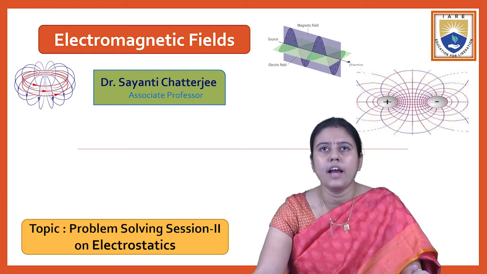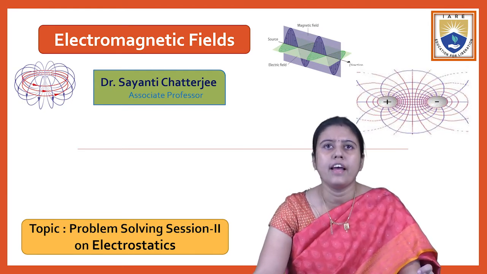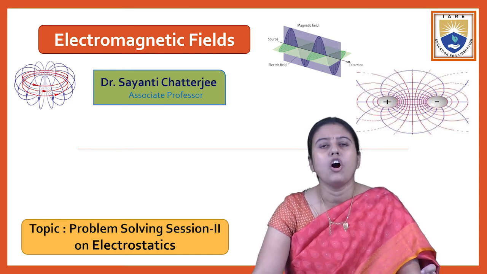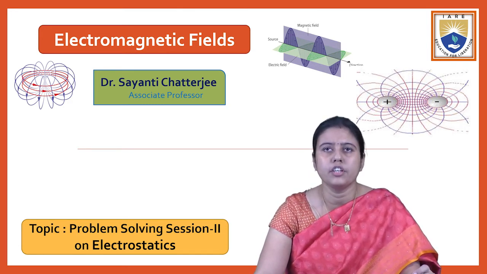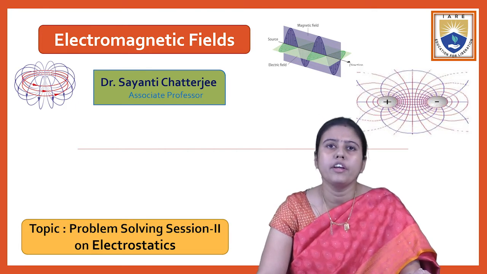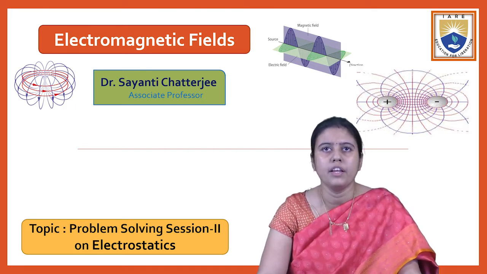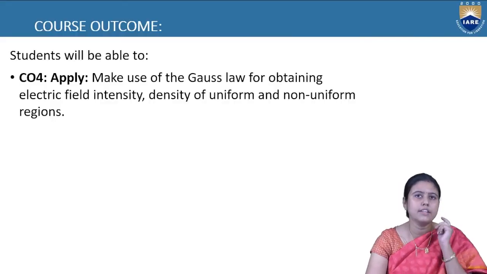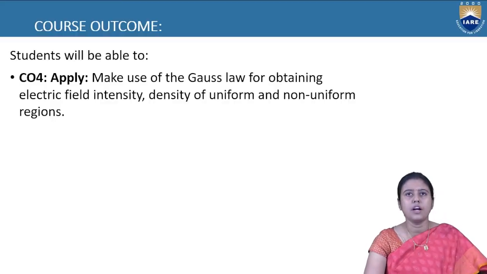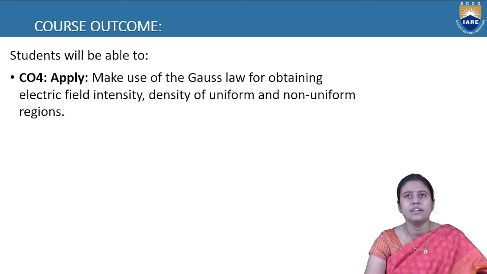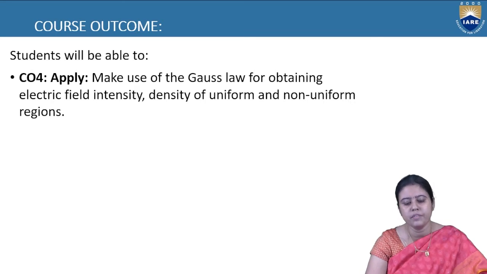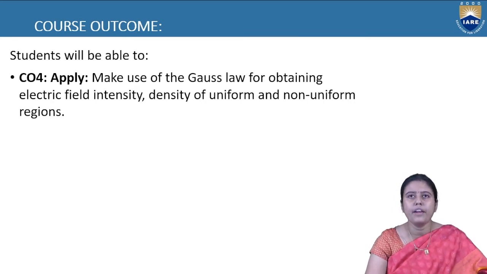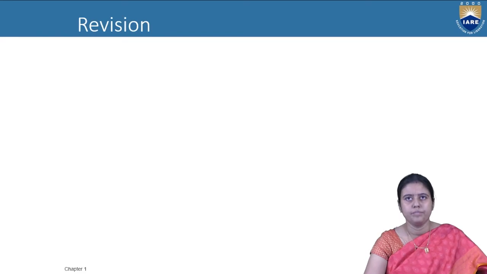Today I am going to talk about the topic electrostatics, and this is a problem solving session. Already we have completed one problem solving session on the same topic. Today we are going to do another topic of electrostatics. So what is the course outcome? The course outcome of electrostatics is that students will be able to apply Gauss law for obtaining the electric field intensity and density of uniform and non-uniform regions. So these are the main uses of today's session.